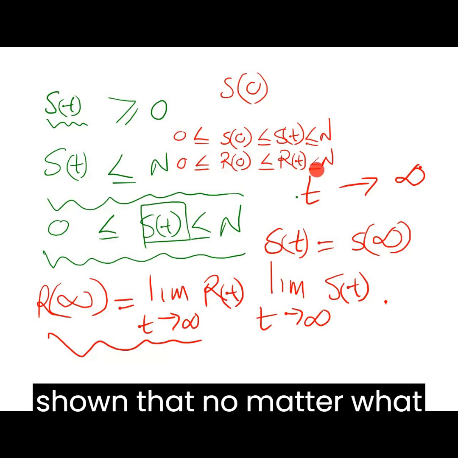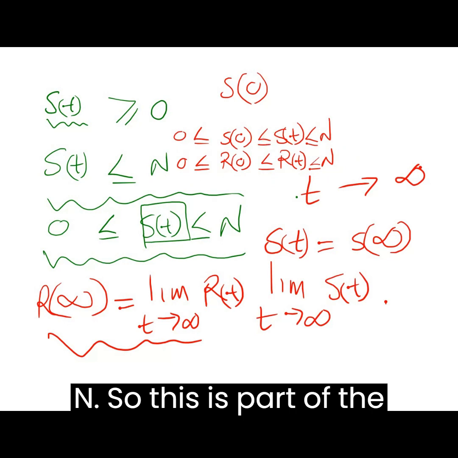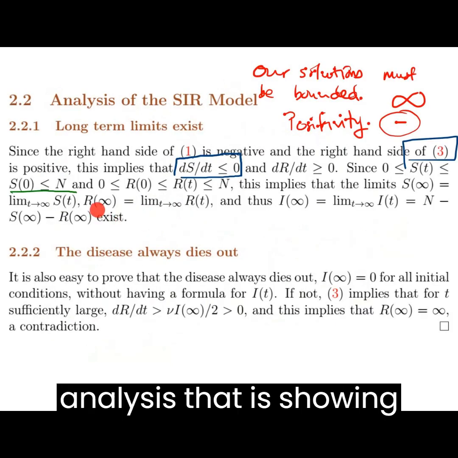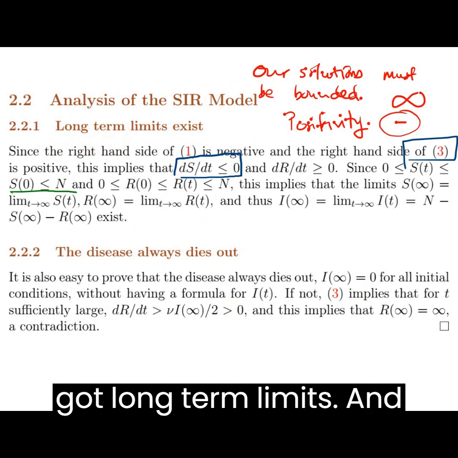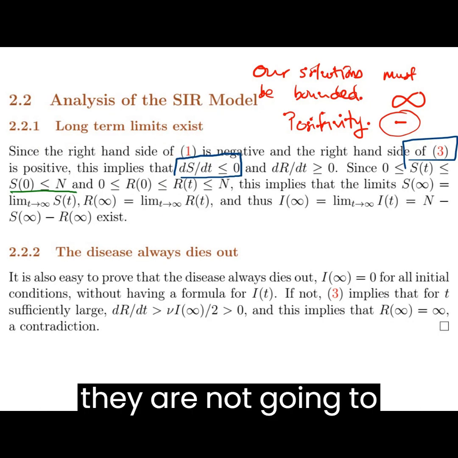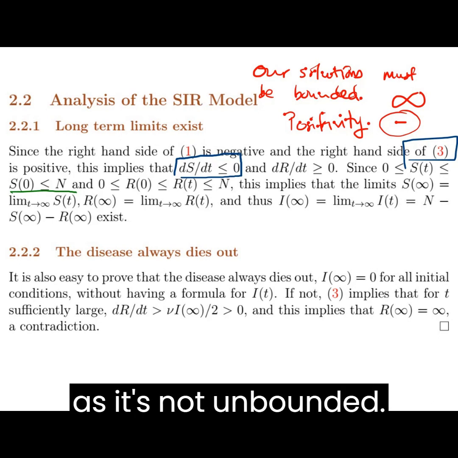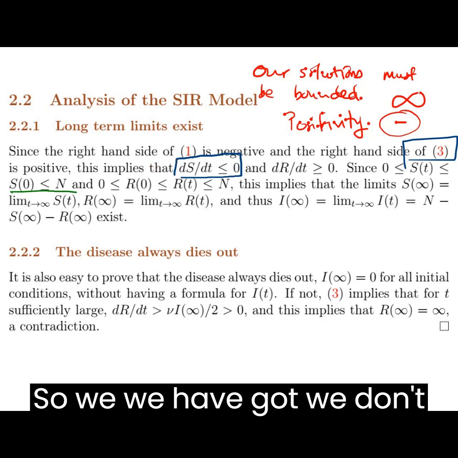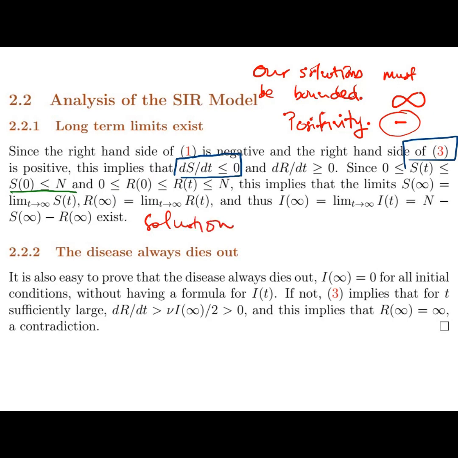But we've already shown that no matter what happens, it's between 0 and N. So this is part of the analysis that should be shown by Howard, to say look, we've got long-term limits and they do exist. When we say they exist, it means that they are not going to go to infinity. It's not unbounded. So we don't have divergence of solutions. So solutions converge. They don't diverge.